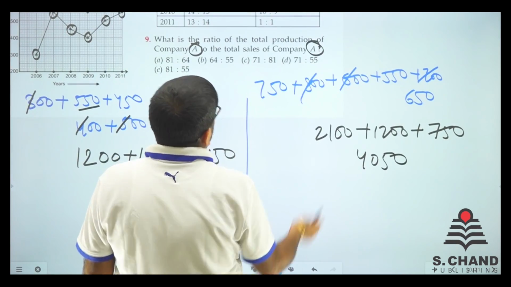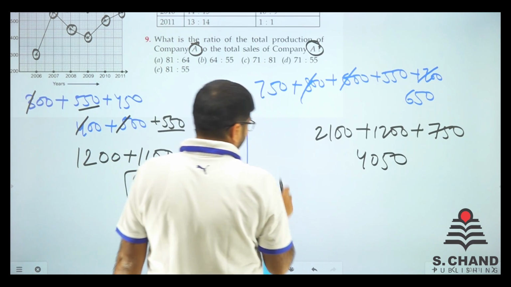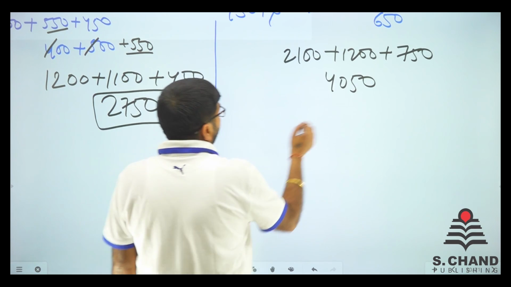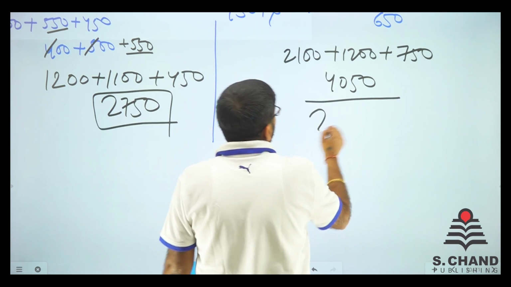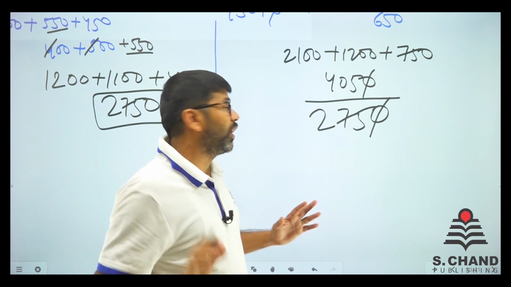Company A, the ratio of the total production to the total sales, right? So it will be like this way. We need to calculate this, divide by 2750. So let's calculate this straight away.